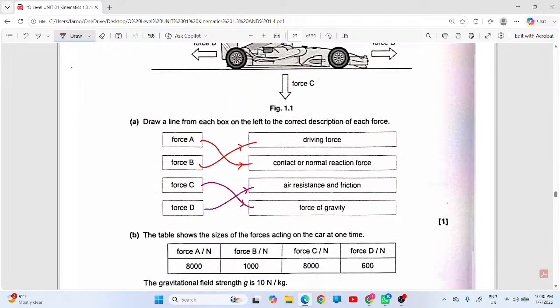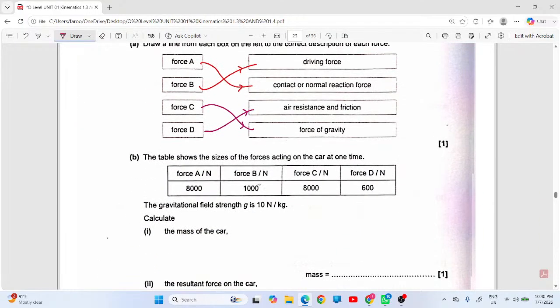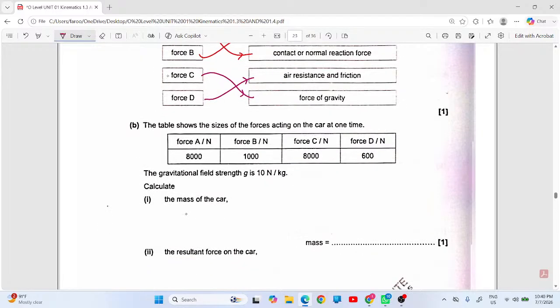Very simple question, and the magnitudes of all forces are given as A, B, C, D. Gravitational field strength g is 10. Calculate the mass. Mass is M equals weight over g. The weight of the car is 8,000, a downward force. 8,000 over 10, so the answer is 800.